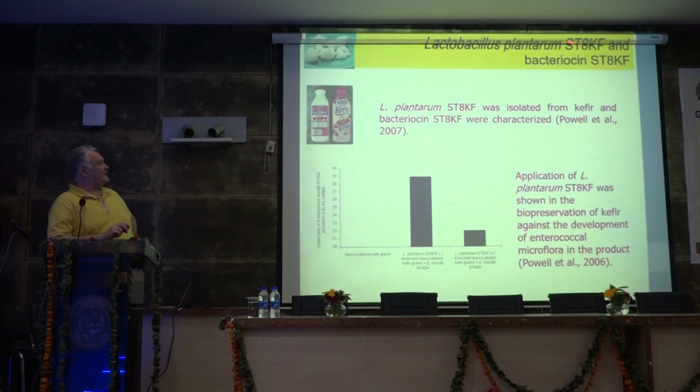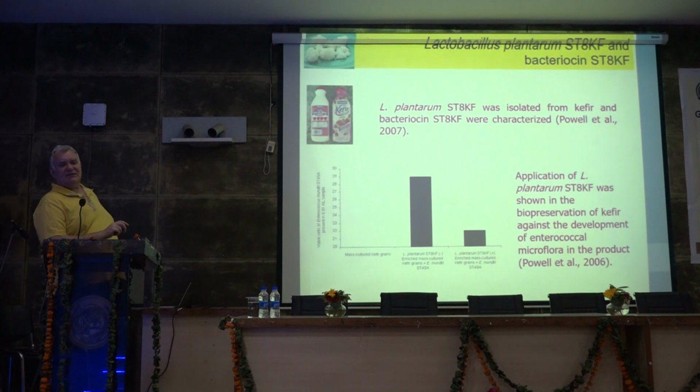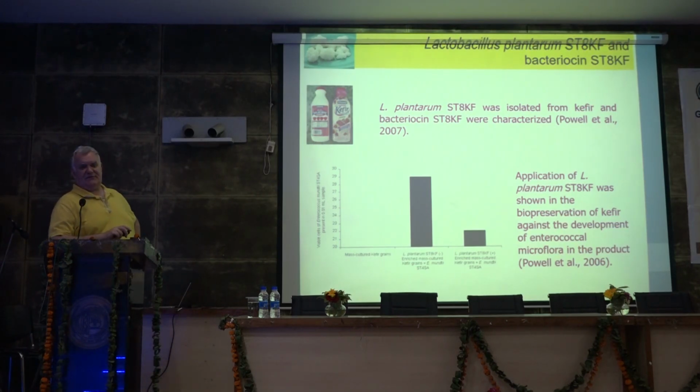Okay. We were isolating, actually Gillian, one of the students, was isolating this strain, Lactobacillus plantarum ST8KF. Remember Santosh was telling you that you can put your initials in the strain. So ST is actually my initials. 8 was isolate number 8, because we have 1, 2, 3, 4, 5 up to, I think, 40 something in this case. And KF stands for kefir.